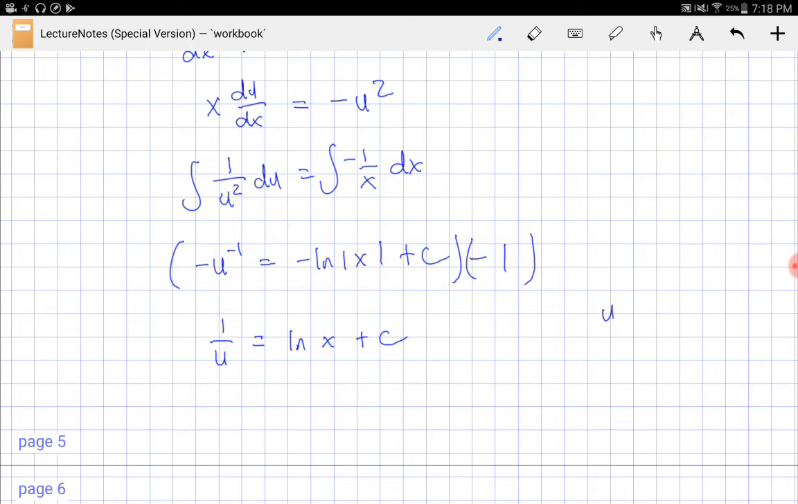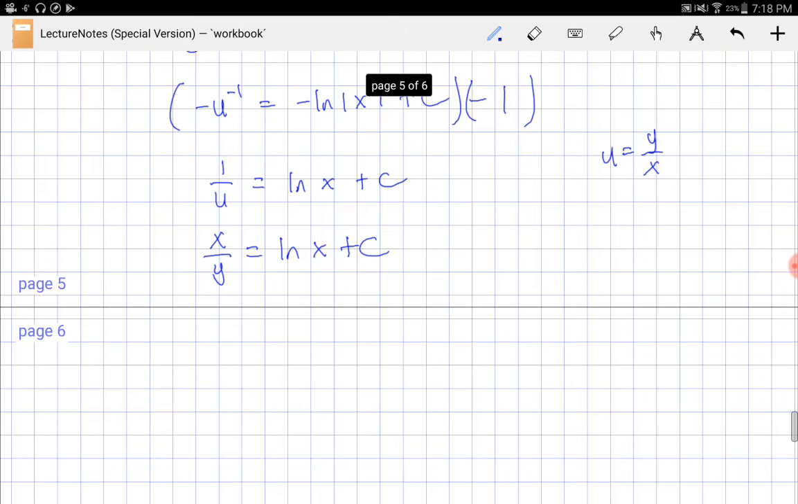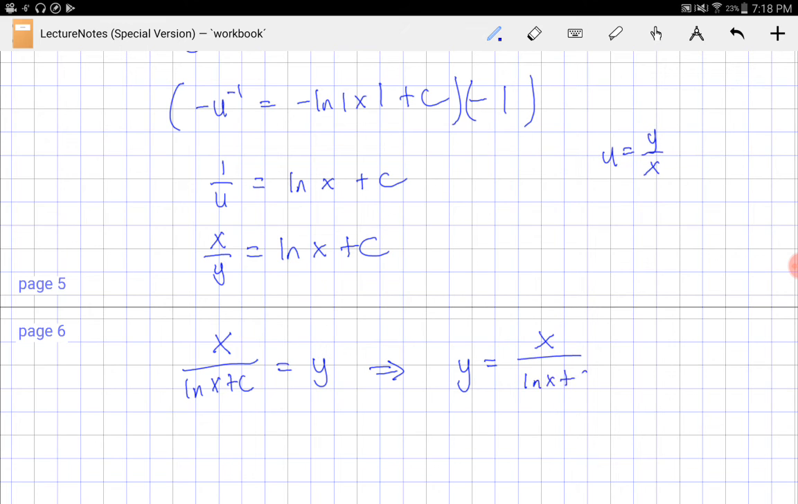And remember, we defined u equals y over x. So 1 over u is actually x over y equals ln x plus c. Now we want to isolate for y. So cross multiply, or I would divide: y equals x over ln x plus c. That is the general solution for this differential equation.